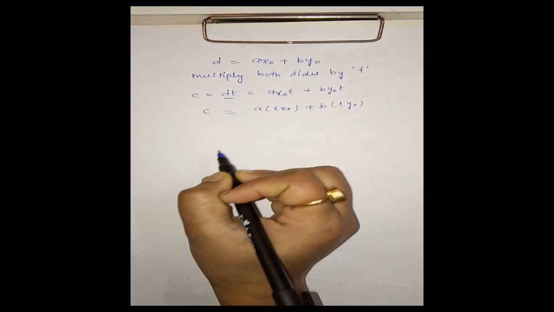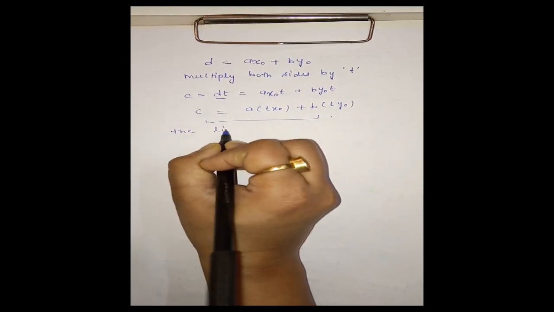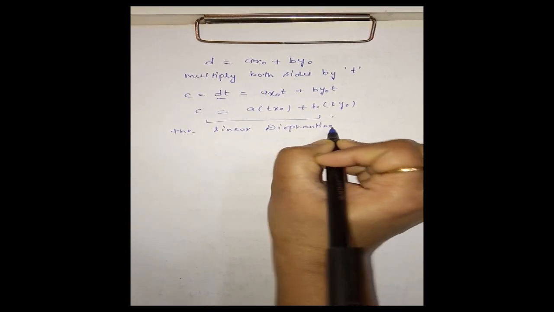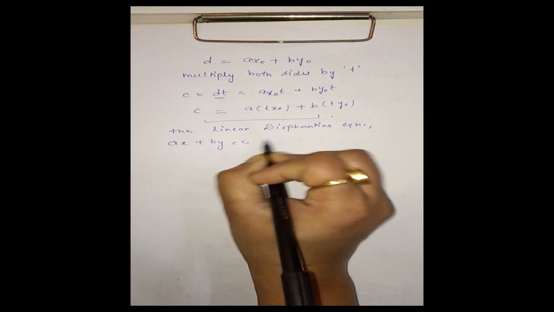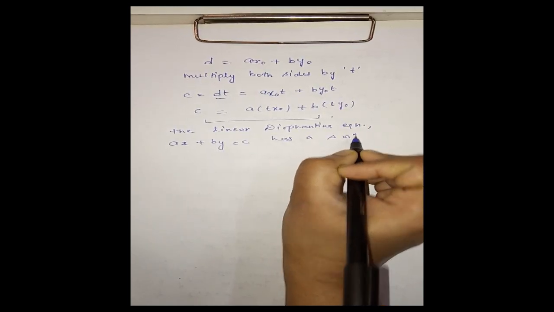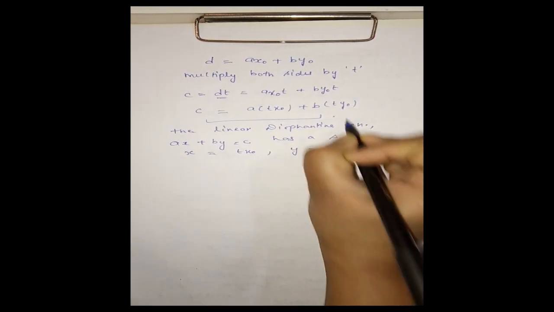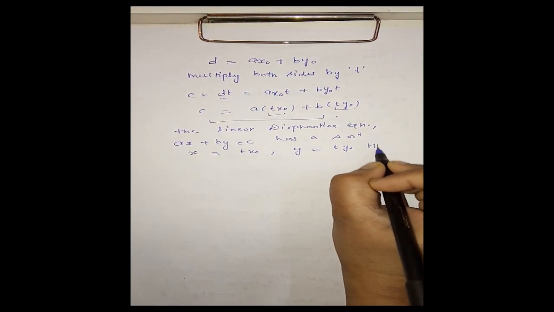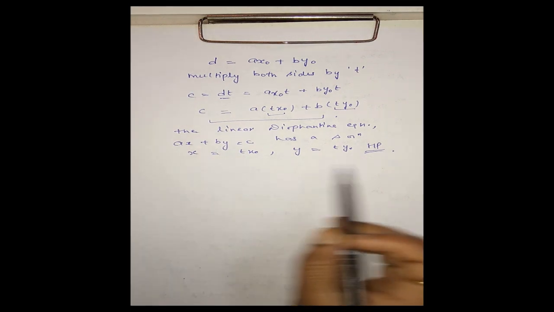C is equal to this, and from this equation we can write the linear Diophantine equation ax plus by is equal to c has a solution, x is equal to tx naught and y is equal to ty naught. That means the equation has a solution. Okay, we have proved both ways. It has a solution if and only if d divides c. Okay, first part is proved.